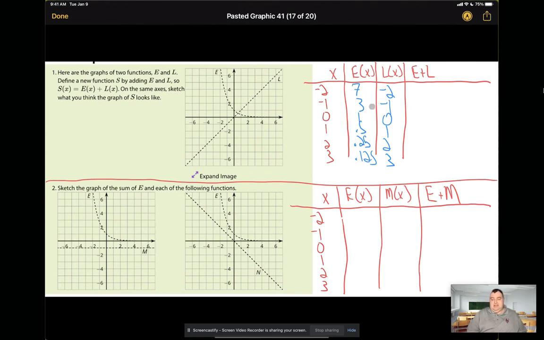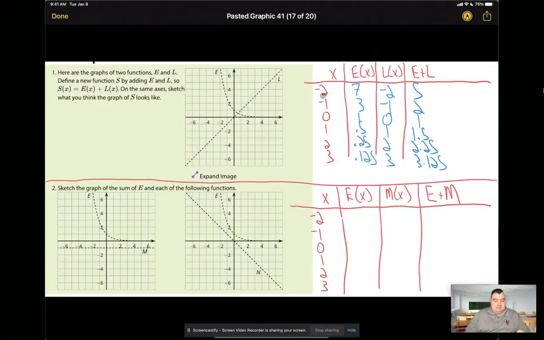So I'm just going to add all of my y values. 7 plus negative 2 is equal to 5. 3 plus negative 1 is equal to 2. 1 plus 0 is 1. 0.5 plus 1 is 1.5. 0.25 plus 2 is 2.25. And 0.125 plus 3 is equal to 3.125. So now to graph this, I'm going to graph these points of the new function.